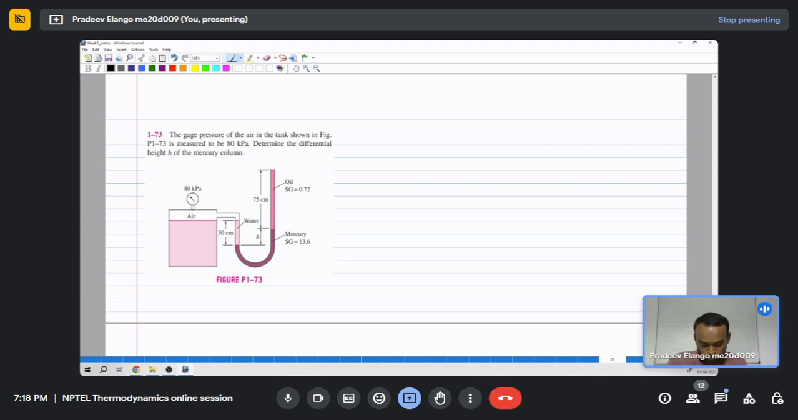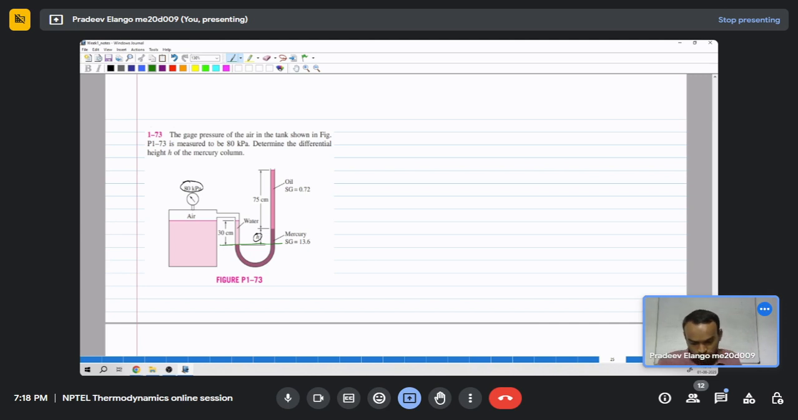Moving to the next problem, we have another system where the air pressure is measured as 80 kilopascal, and it is connected to a manometer with different fluids. On the left we have water and the mercury column, and on the right side we have mercury and then oil, and we have to find this height h. Then take a datum at this point and then start solving.